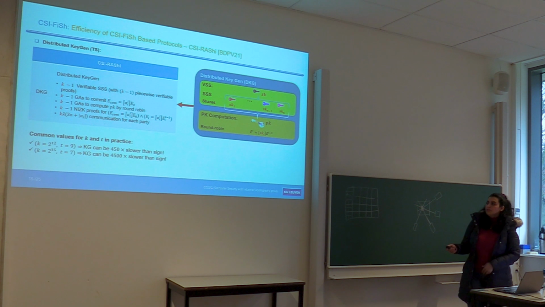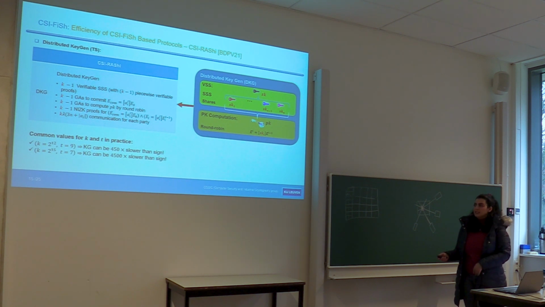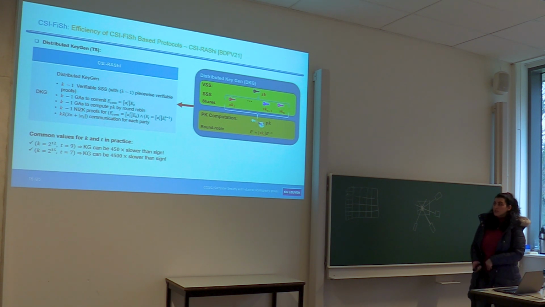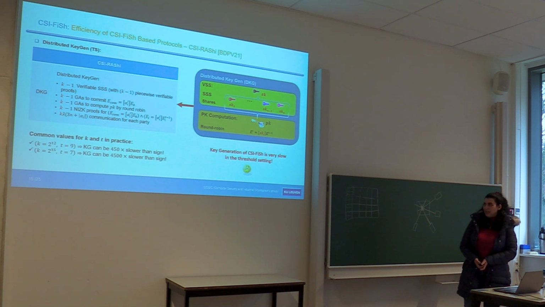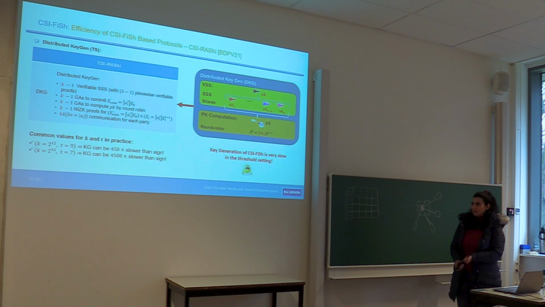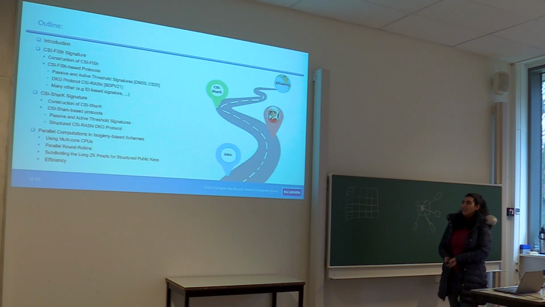So in practice, basically, K and T are these numbers. And you can see that the keygen is very slow. Keygen is at least 400 times slower than signature, and it can even be worse. So the keygen is very slow compared to the distributed signing. Yeah, that was the key idea behind our work, this bottleneck, actually.